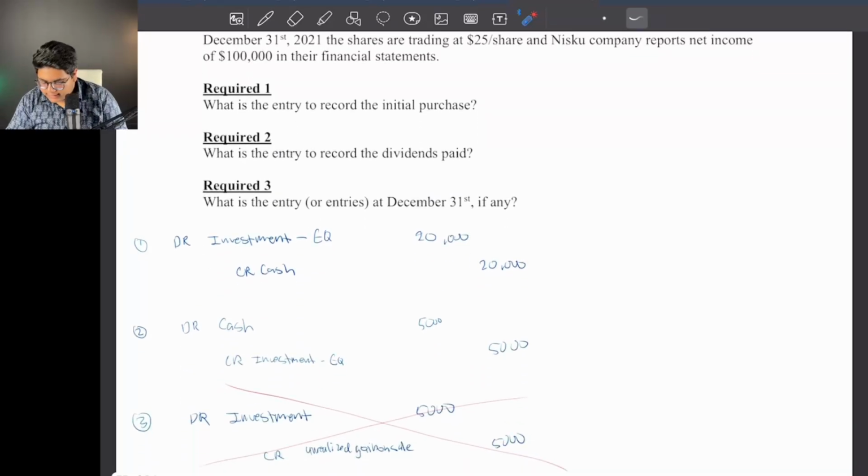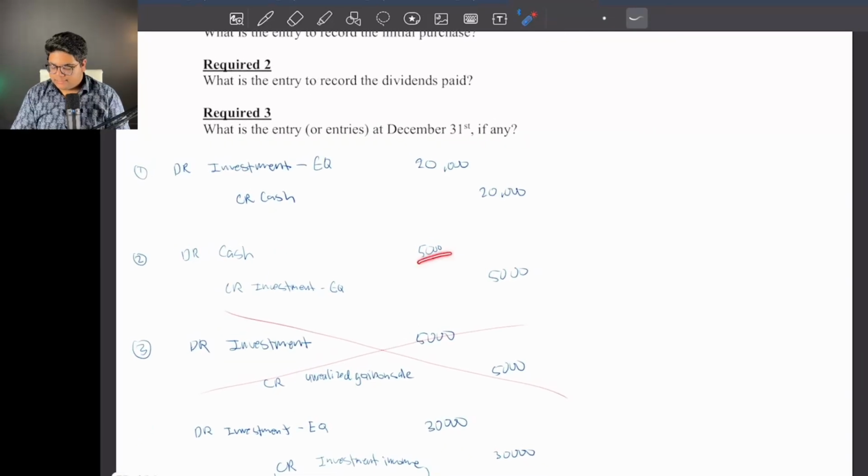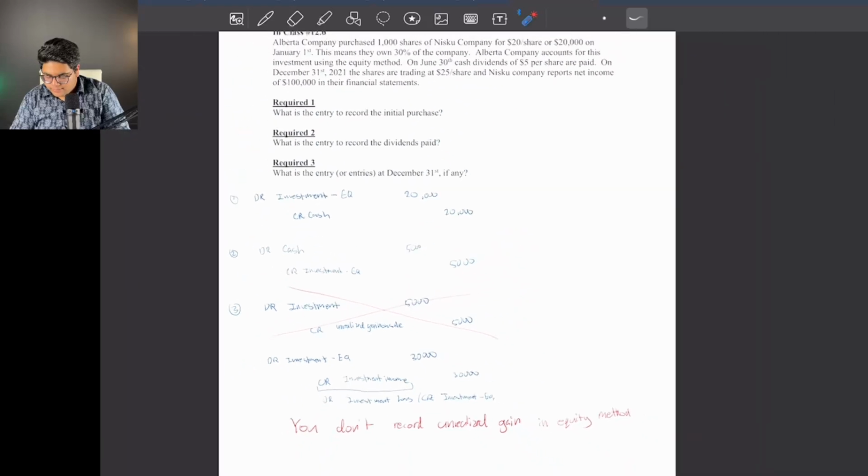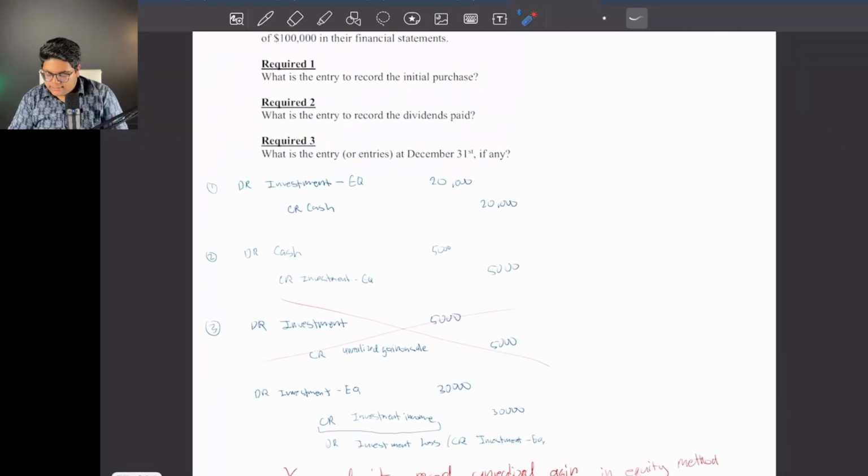Required 2, what is the entry to record the dividends paid? So we're going to receive cash, but our investment will decrease because remember, since we own a significant portion of the company, dividends decrease our investment, which decreases our total share of the company. They decrease the total amount of value we get from the company. And I purposely crossed this out to explain why, but basically required 3, what are the entries at December 31st?